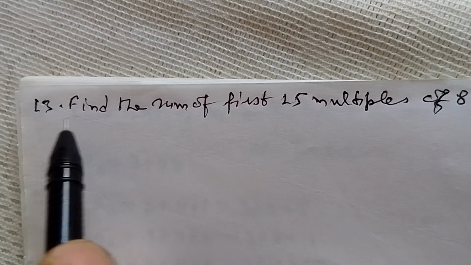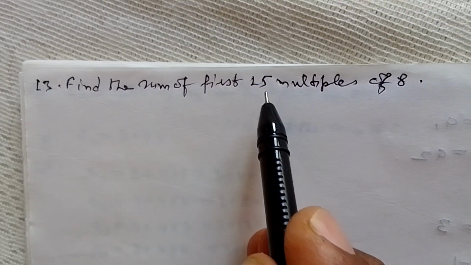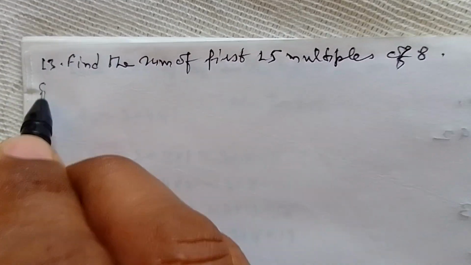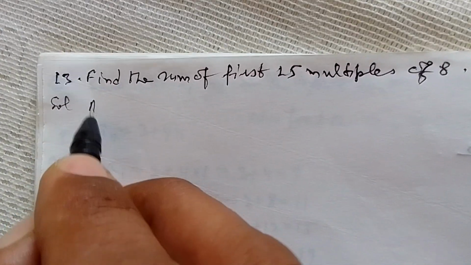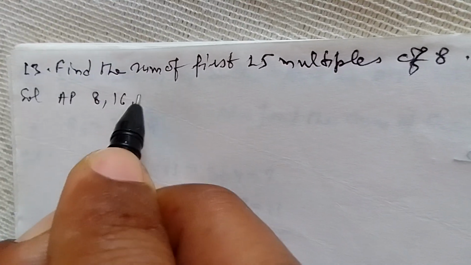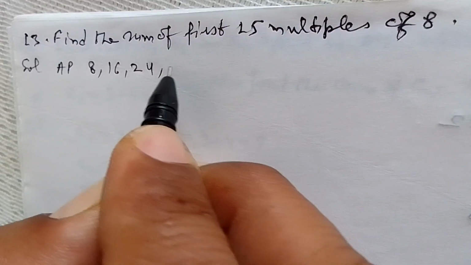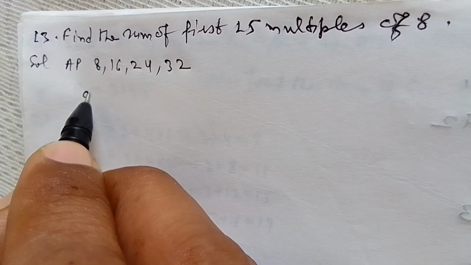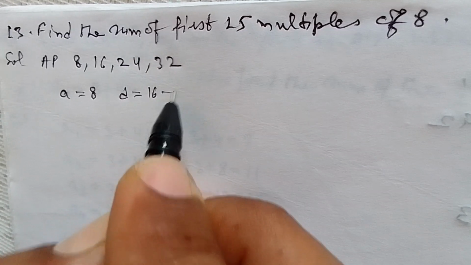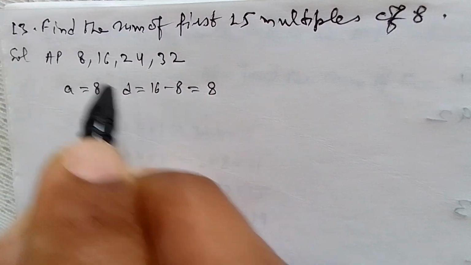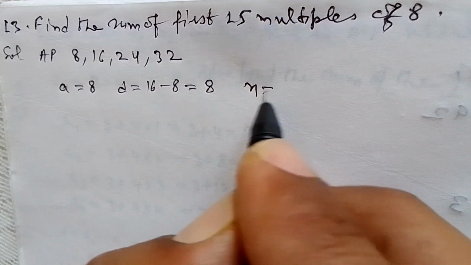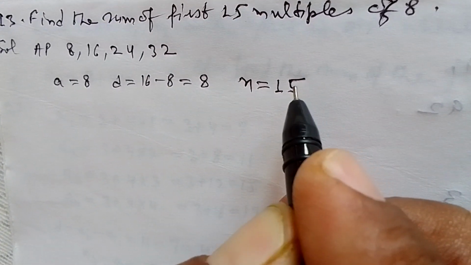13th question, find the sum of the first 15 multiples of 8. So the solution of the question is, the AP series of multiples of 8 becomes 8, 16, 24, 32. So a here comes out to be 8. Common difference d, 16 minus 8, comes out to be 8, second term minus first term. And we have to calculate the first 15 multiples. So the value of n is 15.